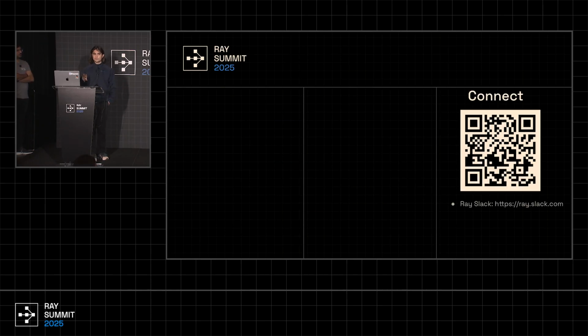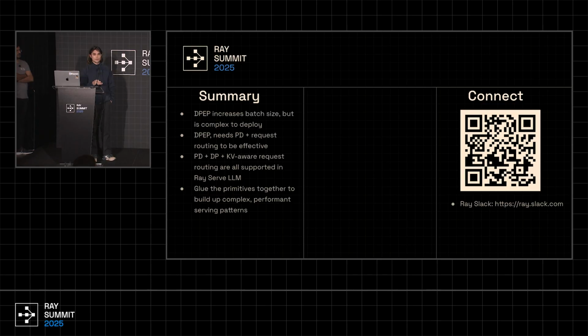All right, so in summary, our big takeaways that we want you all to have today: DP/EP deployments can really improve your throughput at higher batch sizes, but they can be complex to put together and deploy. You need request routing to make the most out of that KV cache storage, or KV cache savings. And that's all available today in Ray Serve LLM.